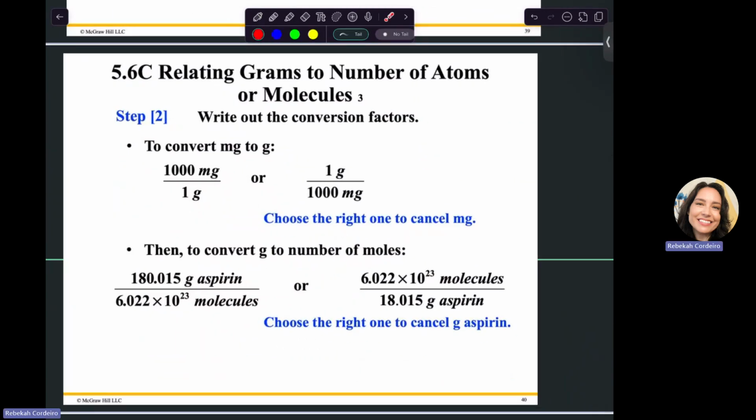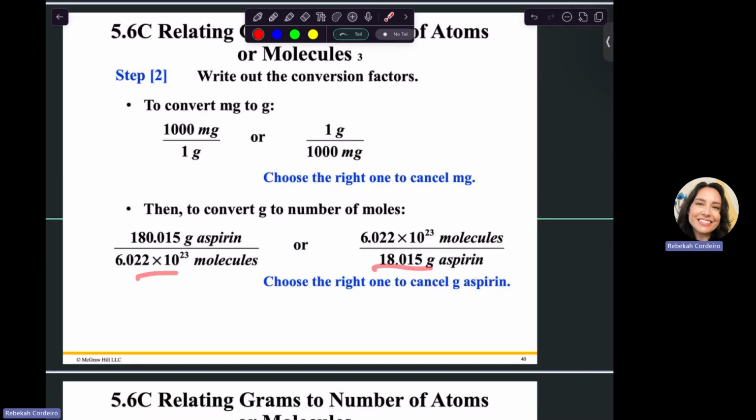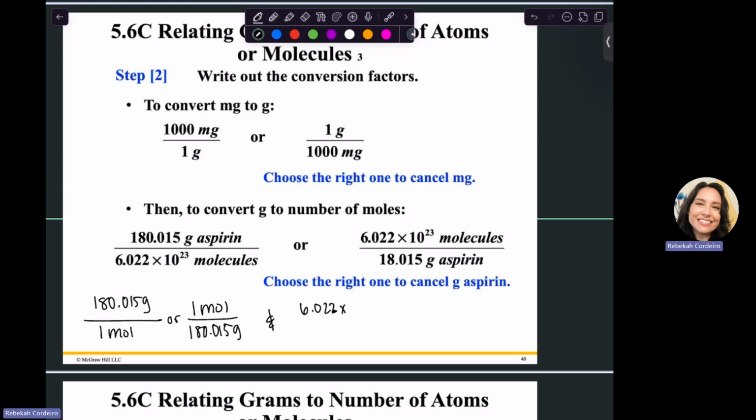So first we have to convert milligrams to grams. We use a conversion factor like this, and then gram to mole. Now I would actually write it two ways. I would say 180.15 gram over 1 mole, or 1 mole over 180.15 gram. And I would use the Avogadro's number. So make sure to not abbreviate molecules as moles, because those are very different. Or 1 mole over 6.022 times 10 to the 23 molecules.